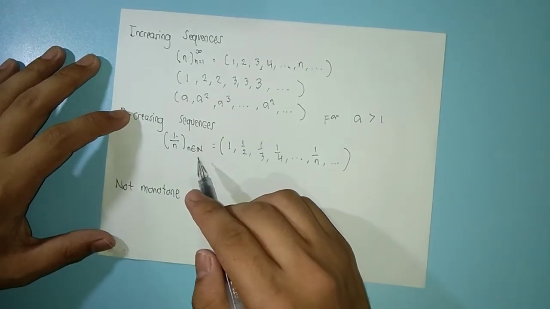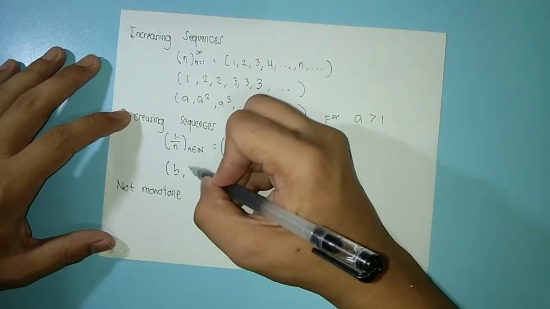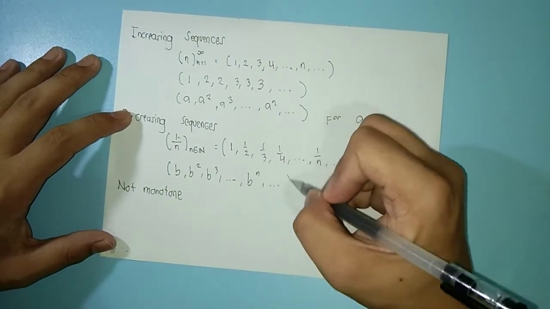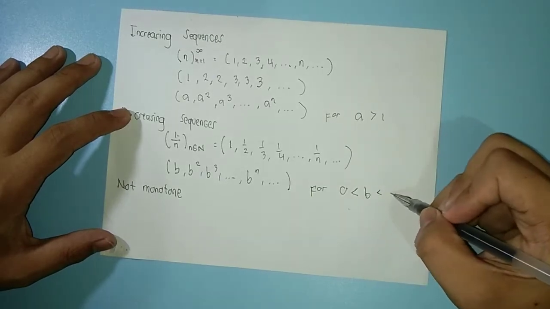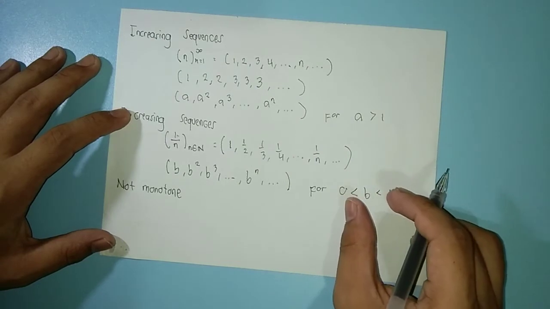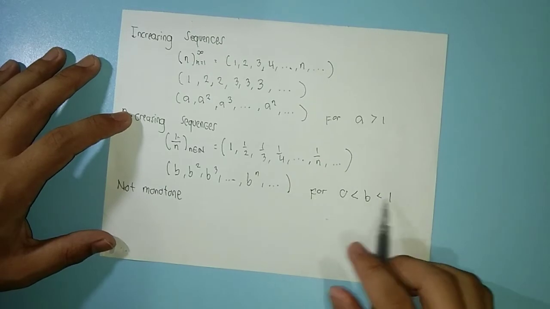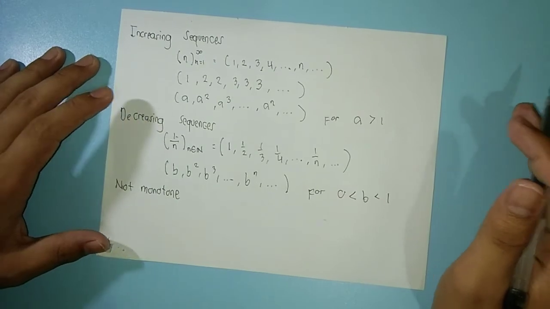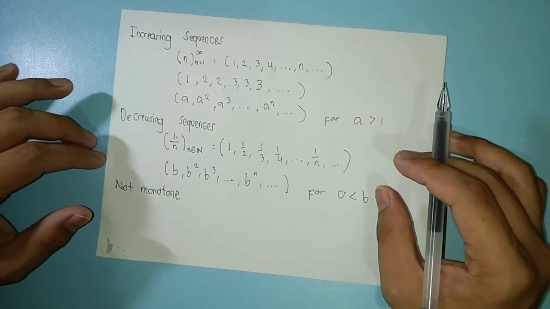Okay? Next, let's have b squared, b cubed, up to b raised to n, and so on for 0 less than b less than 1. Okay? So ito yung sinasabi ko kanina, na magiging decreasing siya kapag yung nasa between 0 and 1. Kaya dito, a must be greater than 1. Okay? So, ganun lang kasimple yung ating increasing sequences tsaka decreasing sequences.